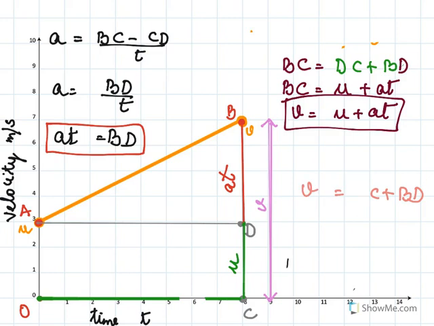Now look up and see what is DC. This is DC, and that, we see, is U. And what is our BD? This is BD, and we have calculated BD and see that it is AT. So we have an equation V equal to U plus AT. This is our first equation of motion.